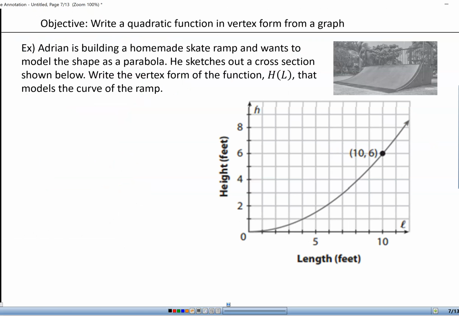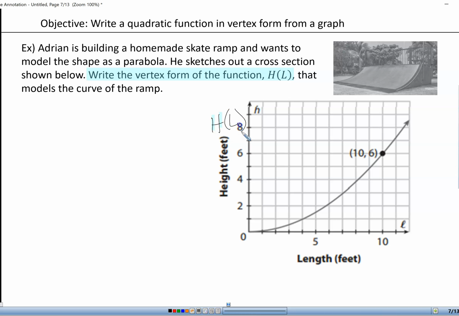All right, let's do another one together. So here, Adrian is building a homemade skate ramp, and he wants to model the shape as a parabola, but he sketches out a cross section shown below, so it's kind of like half of a parabola. And we're supposed to write the vertex form of this function. Notice it says h of capital L. So we have to realize that would be our y, which is here representing the height of the ramp in feet.